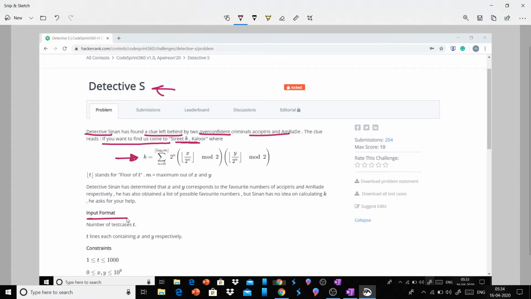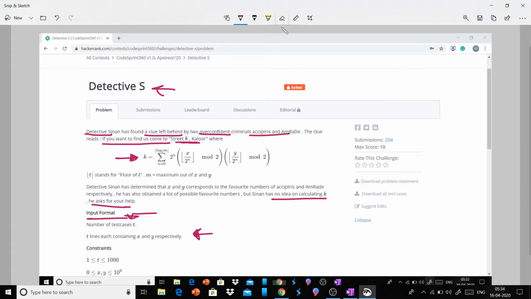Let us see what the input is. Input is the number of test cases and integers x and y, right? We know the value of x and y, so basically we need to calculate the value of K, and he needs our value, right?